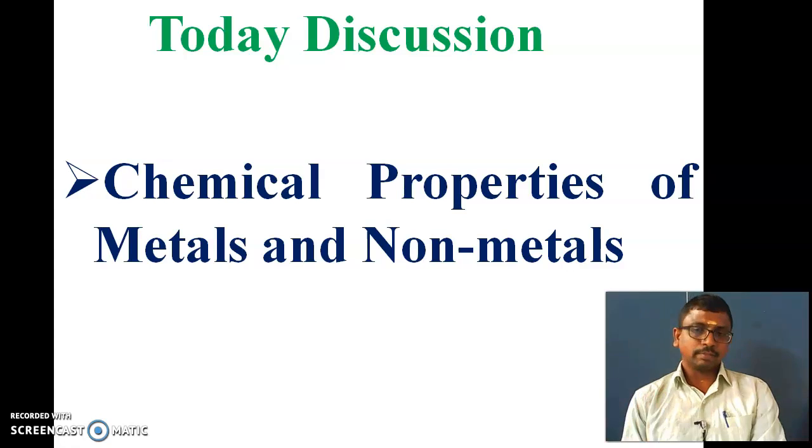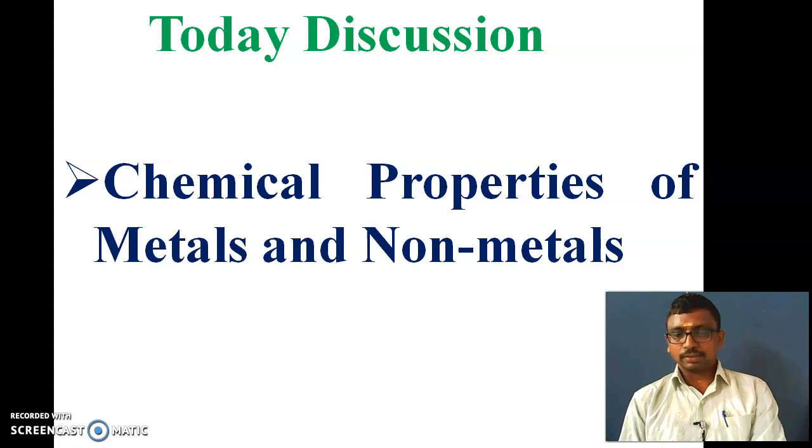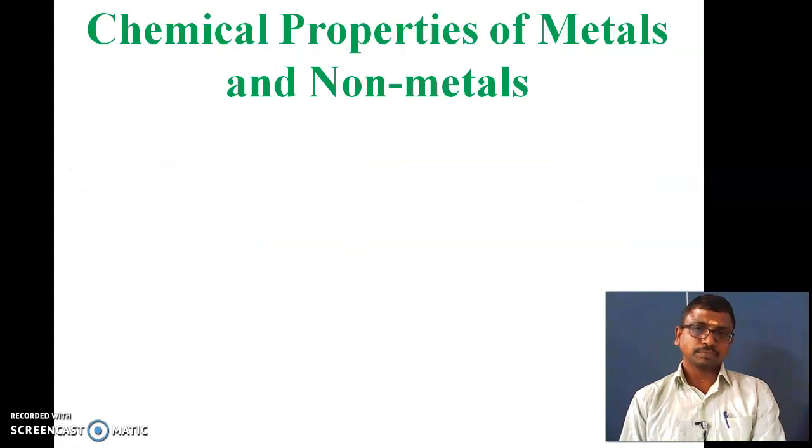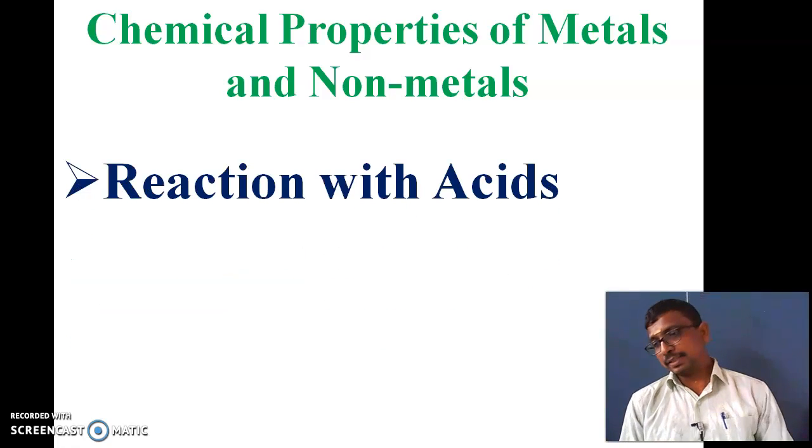of metals and non-metals. In the chemical properties of metals and non-metals, first is reaction with acids, second is reaction with bases, and third is displacement reaction. So we have to discuss three topics in chemical properties, and finally uses of metals and non-metals. First, we discuss the reaction with acids.